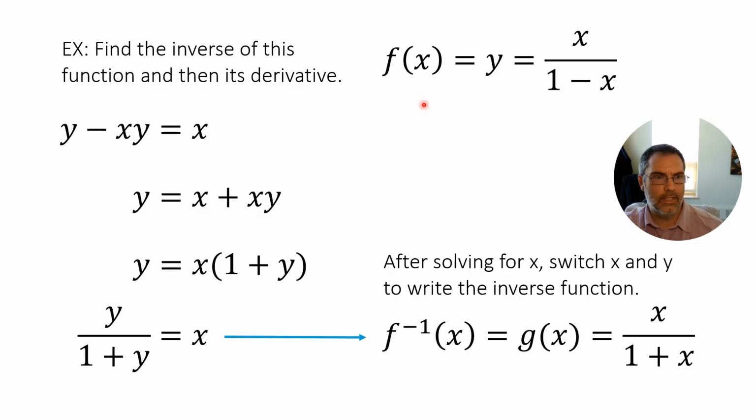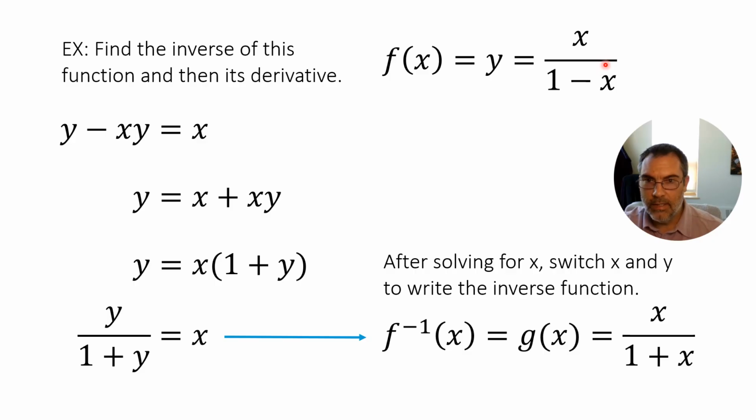Now let's take a different example and look through it to see how the process might work. This is more to show that it works. This isn't necessarily how you would find the derivative of the inverse of this function, but just to show you that it does work. So let's start with the function, and the function is x over 1 minus x.